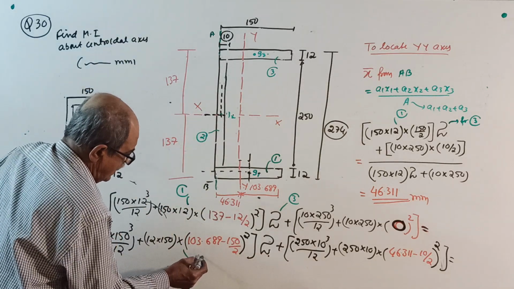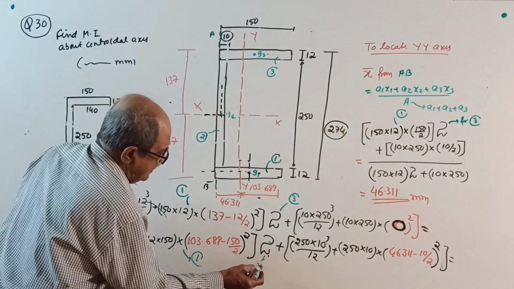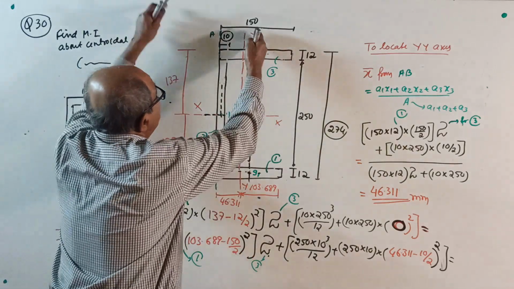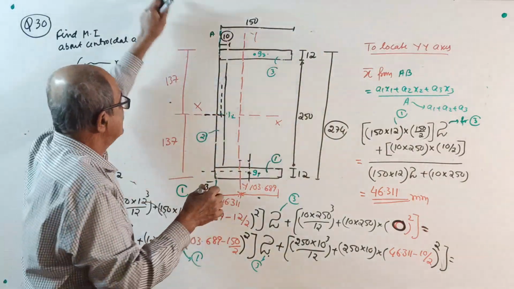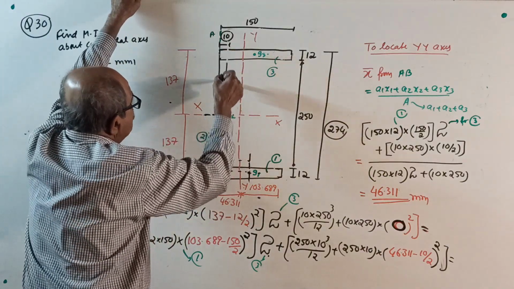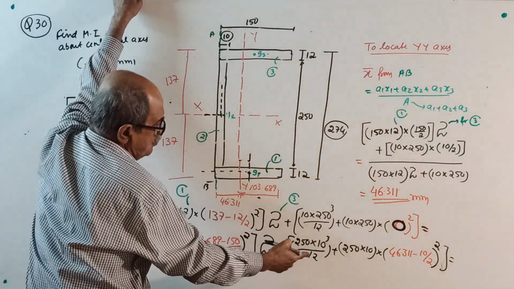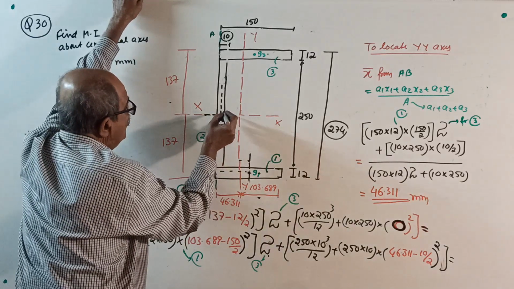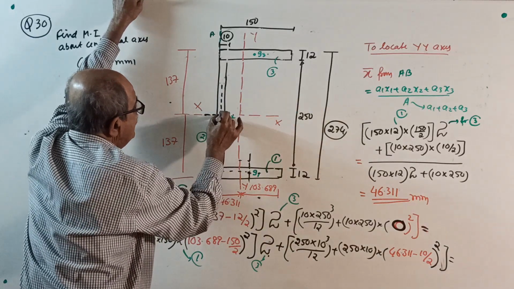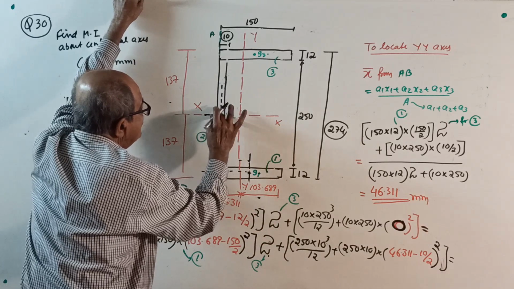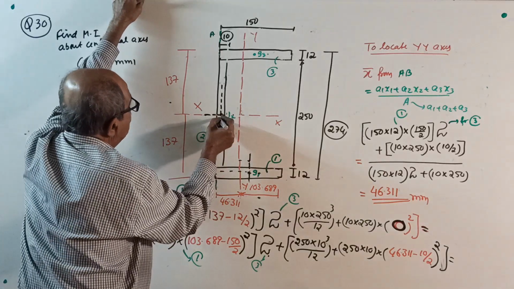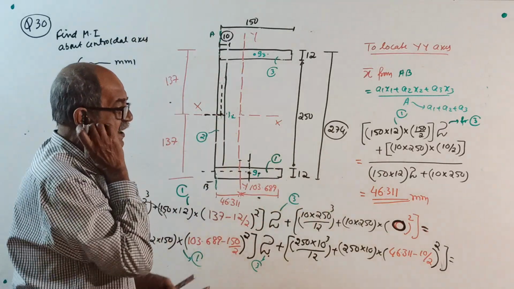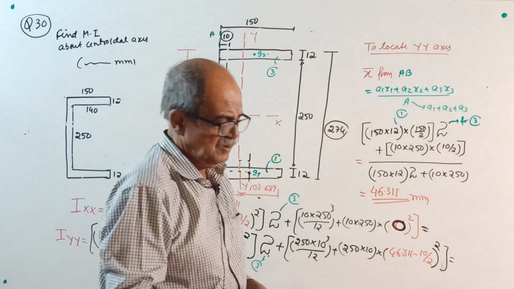What I wrote is for 1. Multiply by 2 for 3. See here, once again same thing, but you cannot do it if it is not symmetrical about xx. Start. I about its own axis: 250 into 10 cube by 12 plus area into the distance from centroid to xx. See, from here to here, this distance square is 46.311 minus 10 by 2 whole square. So simple, you can calculate.